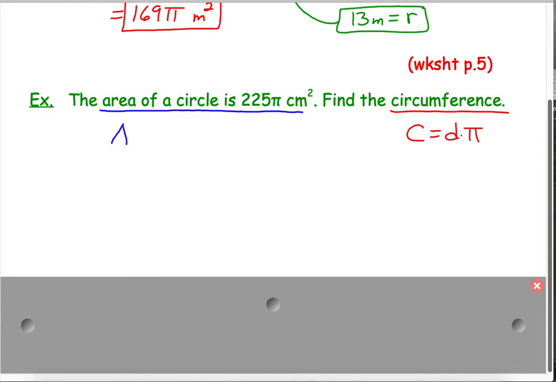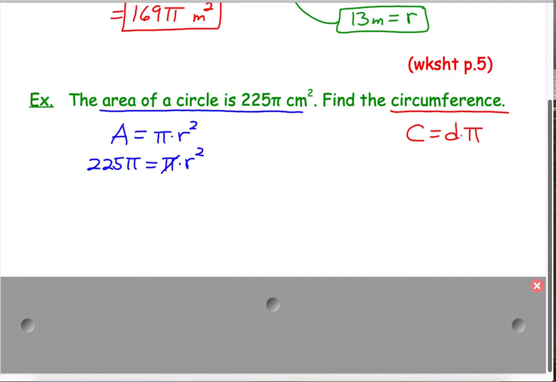They gave me area, and I know area is pi times radius squared. So let's see. If I can figure out the radius from this, then I know how to get the diameter, and then I can go figure out the circumference. So let's plug in. The area is 225 pi centimeters squared, and that equals pi times radius squared. Now I can solve this for r. I can find the radius.